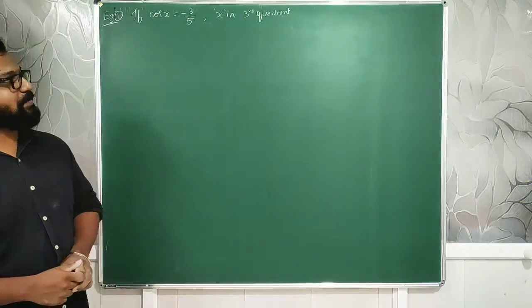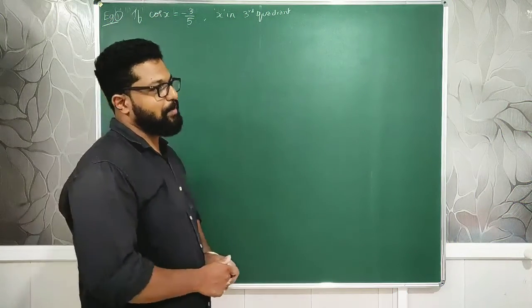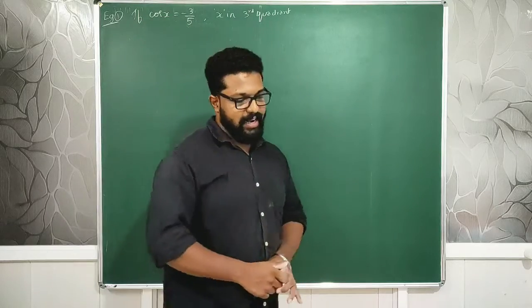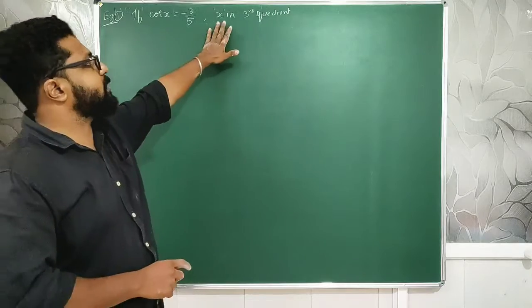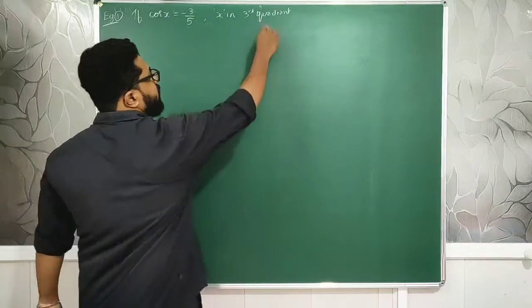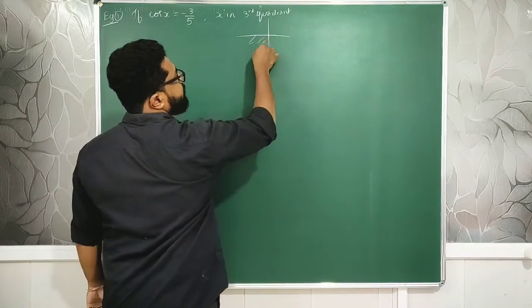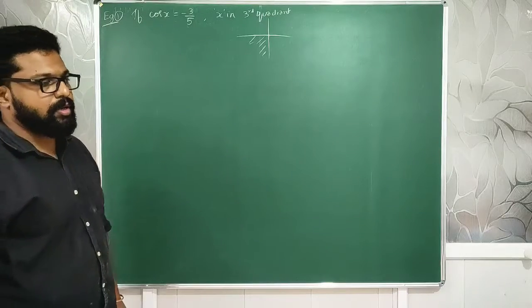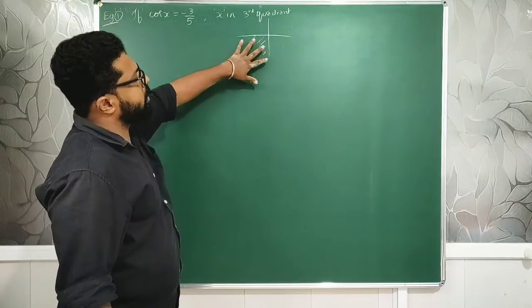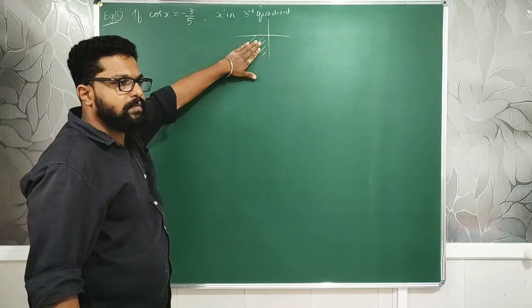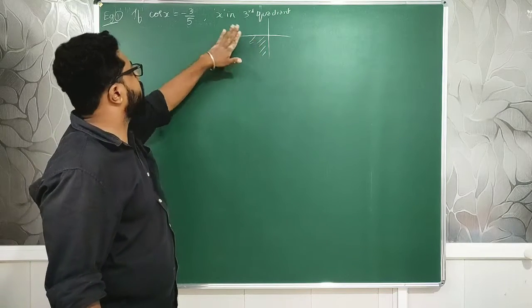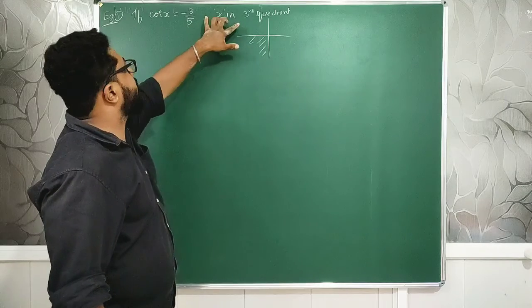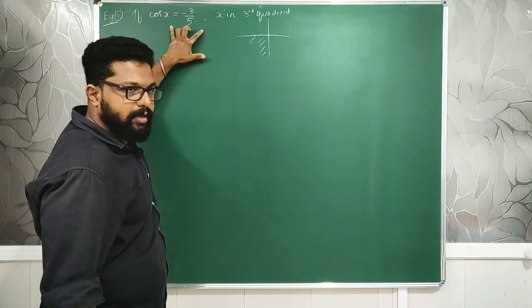Let us consider an example of cos x equal to minus 3 by 5, and they have given that the angle x is lying in the third quadrant, which means this portion. Do you all know which functions are positive in this portion? Tan and its reciprocal, that is tan and cot. Cos is negative, yes, it is satisfying the question given.